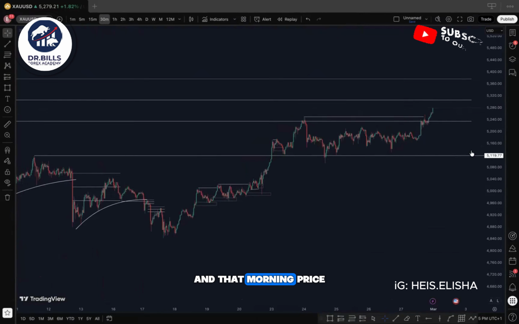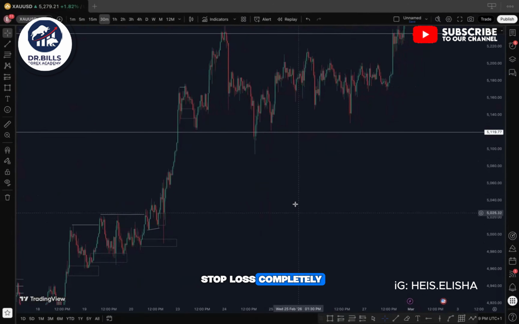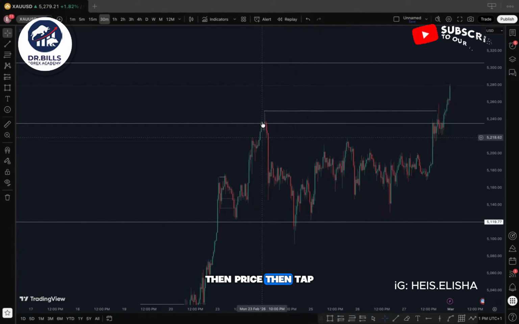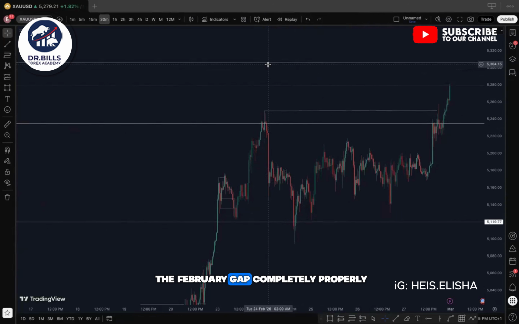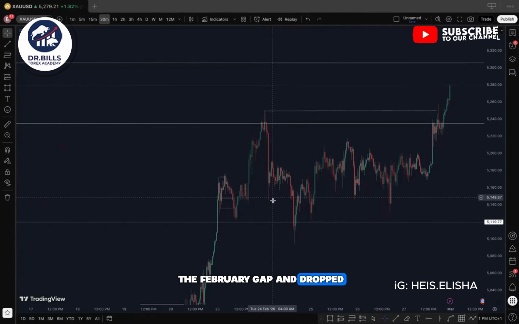And that morning, price took out my stop loss completely. Then price tapped into the level, not fully. The target area is here, basically to go into the fair value gap completely. You understand? And the price just tapped at the first line of the fair value gap and dropped.